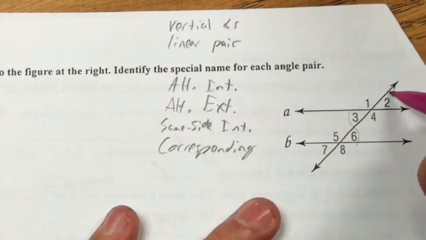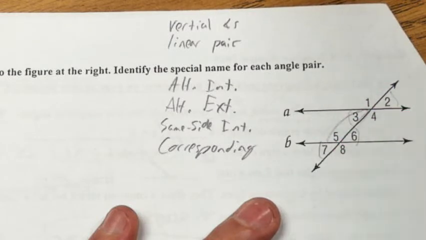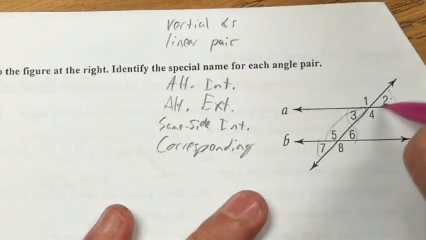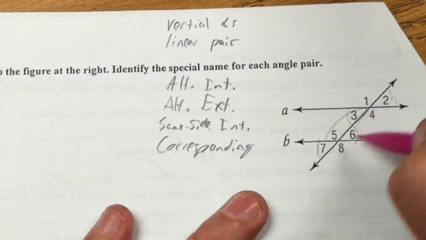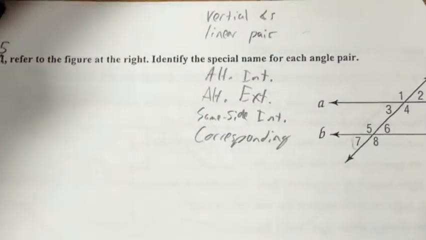Alternate exteriors, same idea, like 2 and 7, but on the outside of the lines. Same side interior would be ones like 3 and 5 here. And then corresponding would be similar to like 2 and 6, where it's in the same relative position. So we got top right for 2 and top right for 6. So those are all of our options here. Now let's look at them in particular.